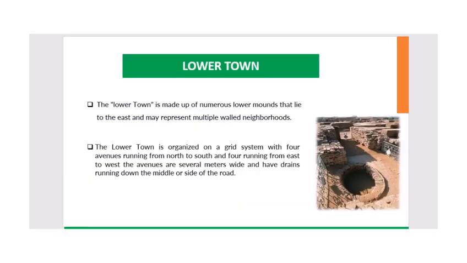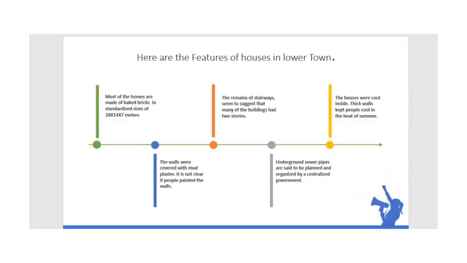Lower Town: the Lower Town is made up of numerous lower mounds that lie to the east and may represent multiple walled neighborhoods. The Lower Town is organized on a grid system with four avenues running from north to south and four running from east to west. The avenues are several meters wide and have drains running down the middle or side of the road.